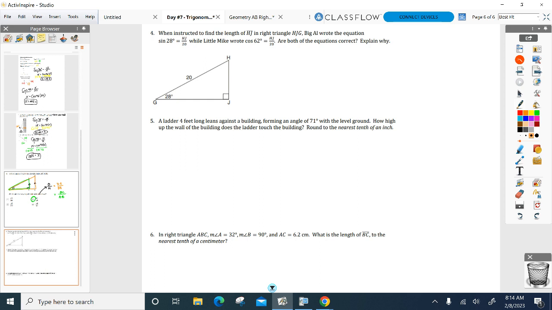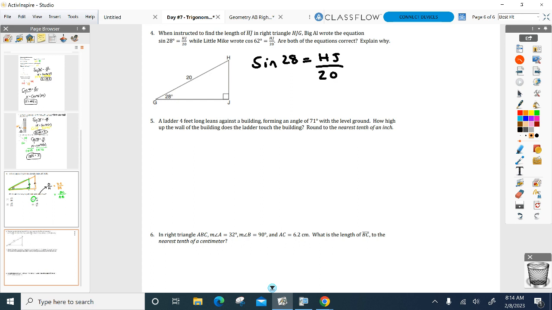Our boy, Big Al, little Mike, the brothers. All right, so Big Al wrote sine 28 equals HJ over 20. Let's talk Big Al first. Is he correct? Is that a correct statement? And they're not asking us to solve anything. It's just saying they wanted to find HJ, so this is how they found it. So let's take a look at Big Al. Did he find HJ correctly?